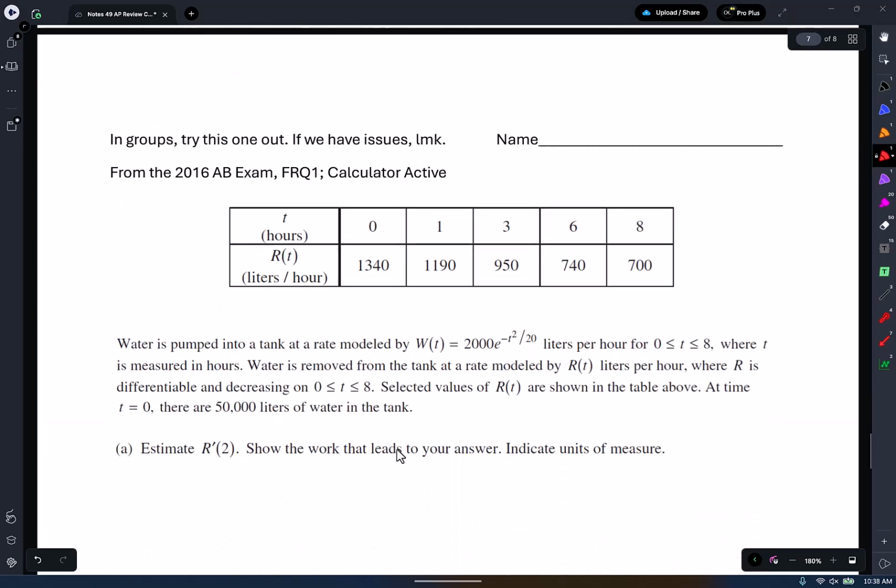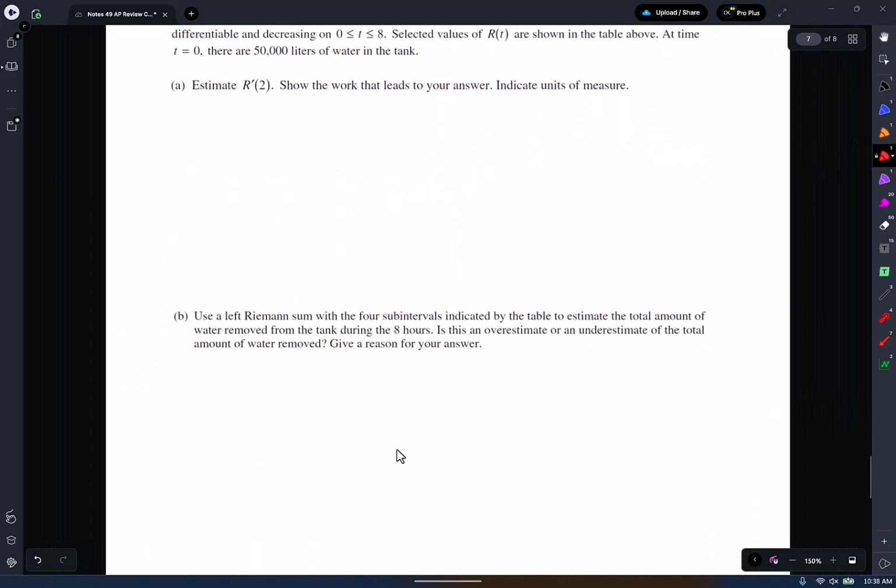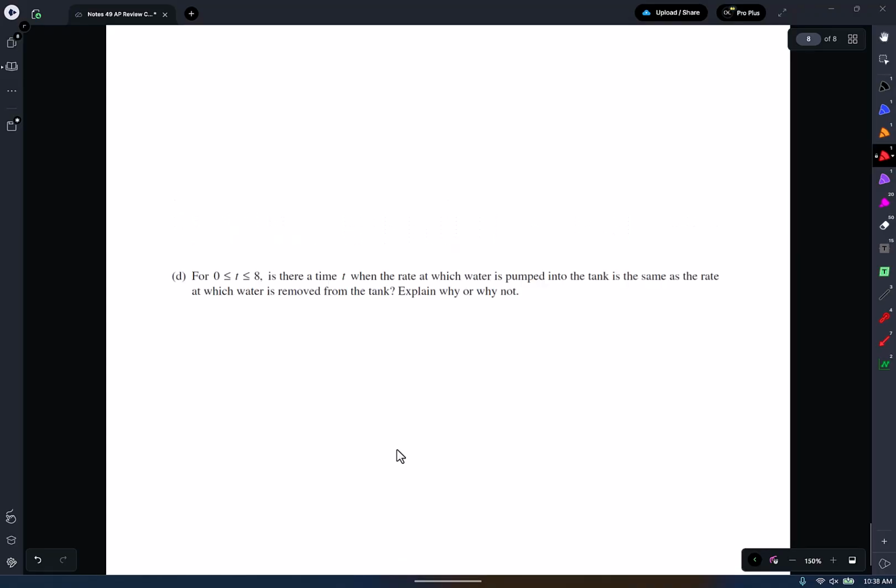All right. Is this making sense to you guys? All right, guys. This is the last question we have. Work on it as a group, and we'll call it a day.